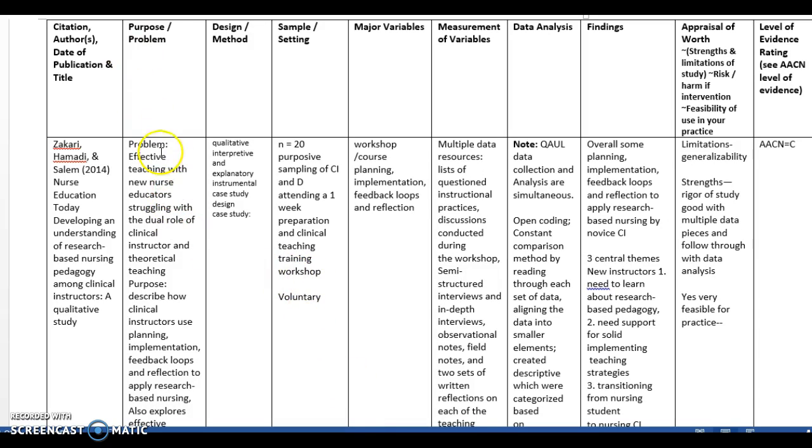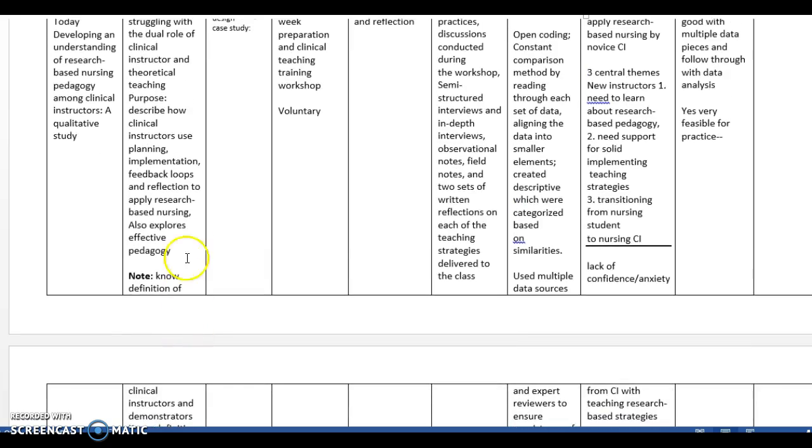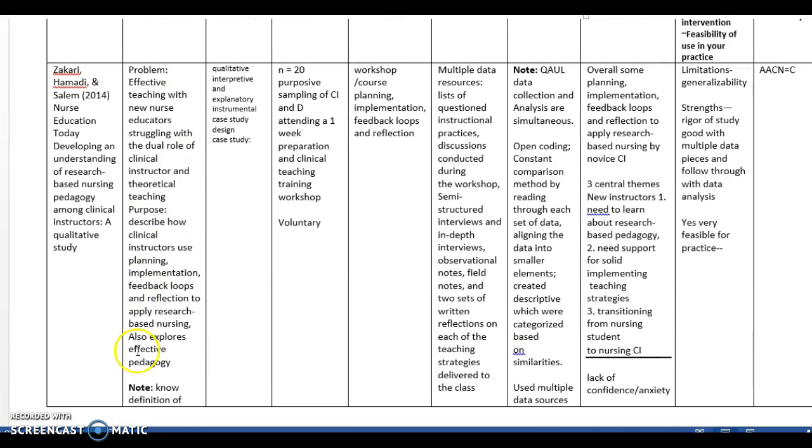So what we have is the problem. We have effective teaching with new nurse educators struggling with the dual roles of clinical instructor and theory. The purpose of the study was to describe how clinical instructors use planning, implementation, feedback loops, reflection to apply research-based nursing, and also looked at effective pedagogy. The biggest thing here is you've got to read the articles clearly so you understand what these mean.